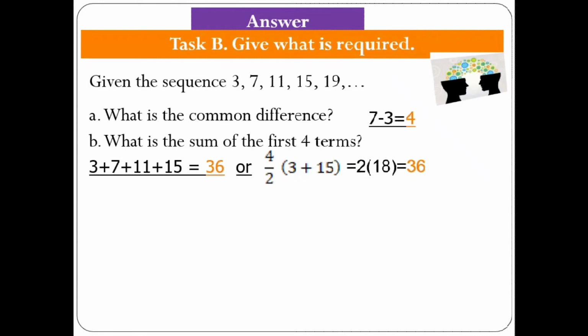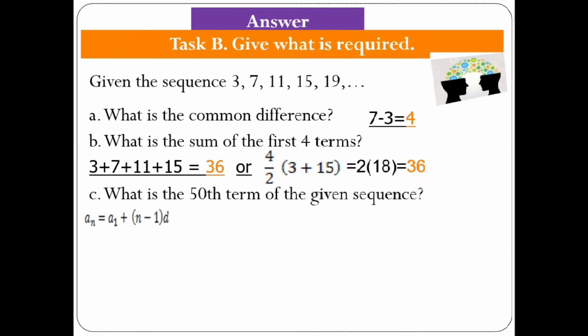By using the formula a_n is equal to the first term plus the quantity of (n - 1) times the common difference, the 50th term is equal to 3 plus 49 times 4, which is equal to 3 plus 196, and that is equal to 199. Therefore, the 50th term of the given sequence is 199.